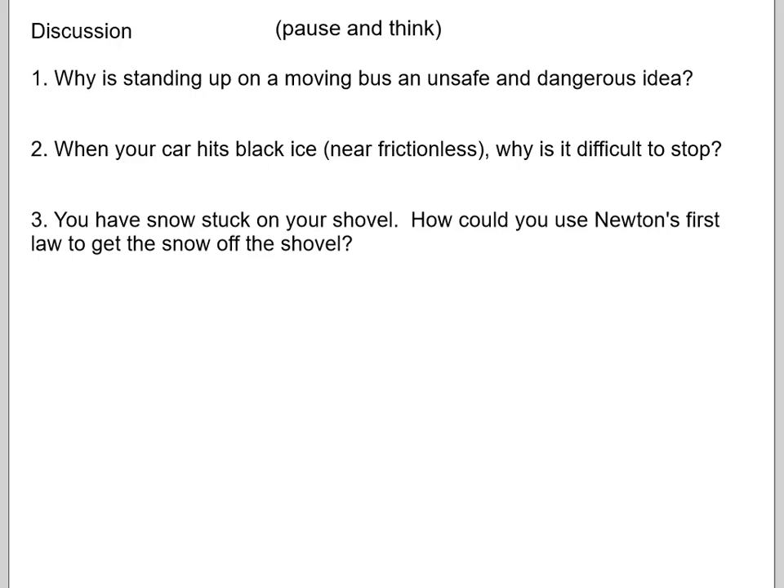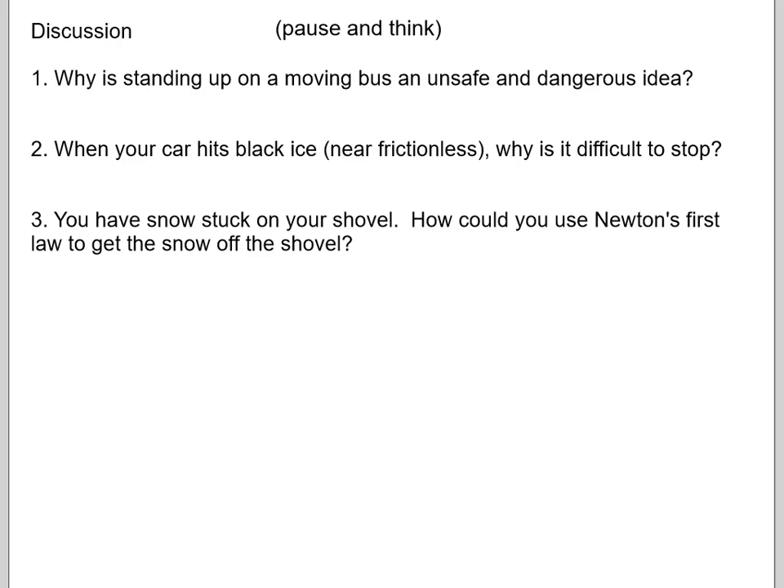Okay, second question. When your car hits black ice, it's near frictionless. It's that really dangerous ice that's on asphalt. Why is it difficult to stop? Well, it's difficult to stop because there's no friction, so there's no force that's going to oppose your motion. So you just keep sliding and you have a certain amount of inertia, and without that external force, you're not going to stop.